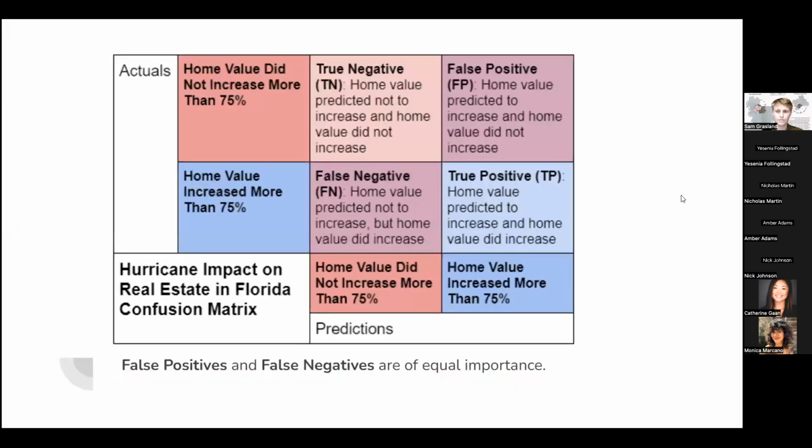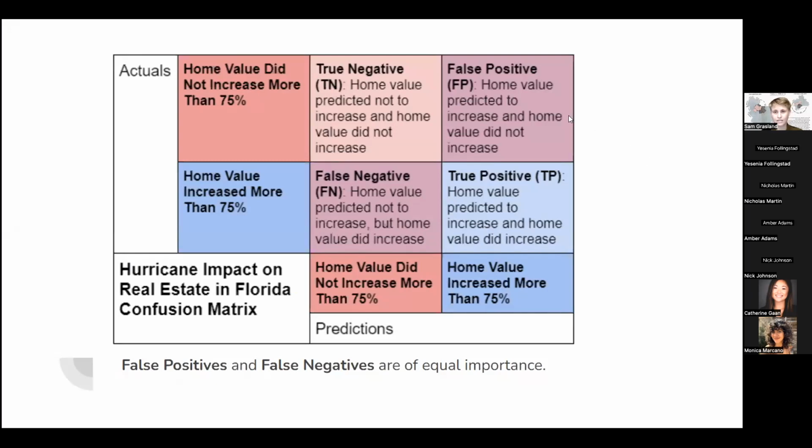So since this was a classification issue, I made this confusion matrix. Basically, a true positive would have been that home value was predicted to increase and home value did increase. A true negative would have been home value was predicted not to increase and the home value did not increase. Finally, a false positive would have been home value was predicted to increase and a home value did not increase. And a false negative would have been home value was predicted not to increase, but home value did increase.